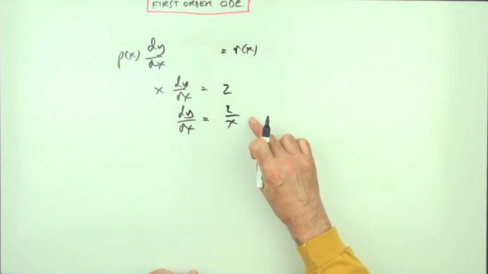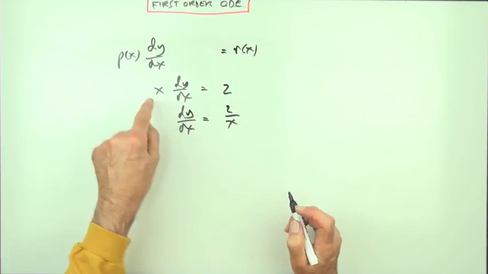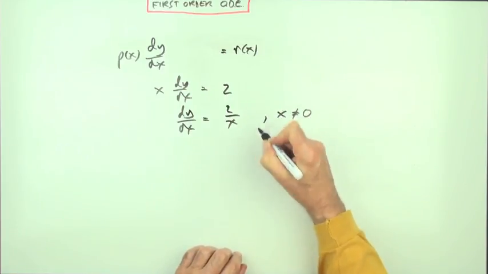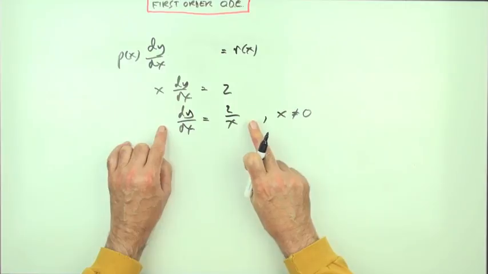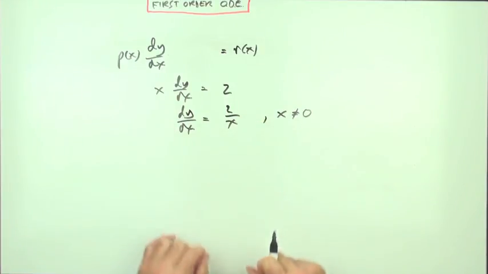But notice, as soon as you do that, you've created a limitation. You can only divide by x if x is not equal to 0. So immediately you've limited your solutions now. This is only going to be true now as long as x isn't 0.